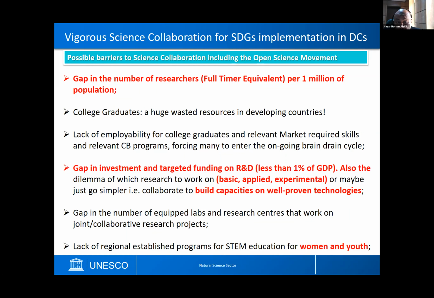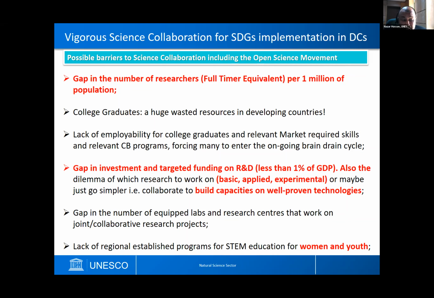Of course, there is a huge gap in the number of researchers required, calculated as full-time equivalent per million of the population. Of course, we have a huge number of college graduates each year, and it's a huge wasted resource because these college graduates end up spending 4 or 5 years of unemployment before they decide to go somewhere, and it might not be in their area of graduation. Of course, there is a lack of employability for college graduates, with relevant market-required skills and relevant capacity building programs, forcing many of these graduates as a human resource to enter the ongoing brain drain cycle.